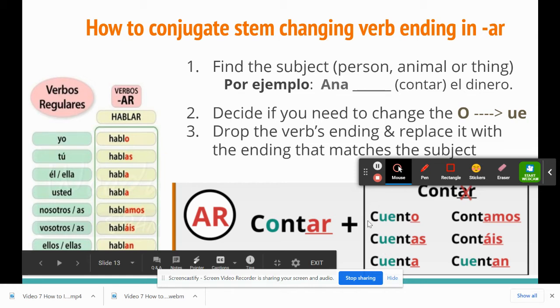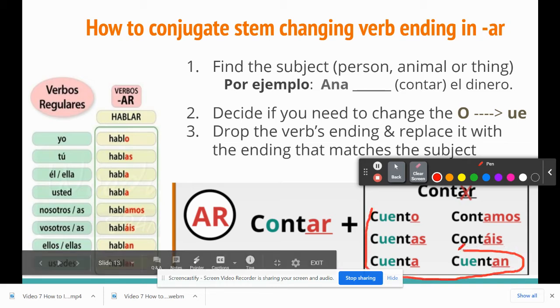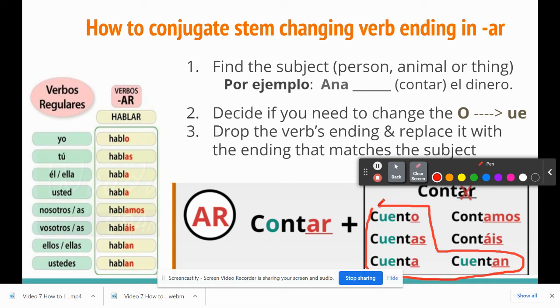Let's use our mouse to draw a shoe around the conjugations. Okay, or we can use a pen. And here we go. There is our shoe. Okay, so ella is inside the shoe. Okay, so it becomes cuenta.